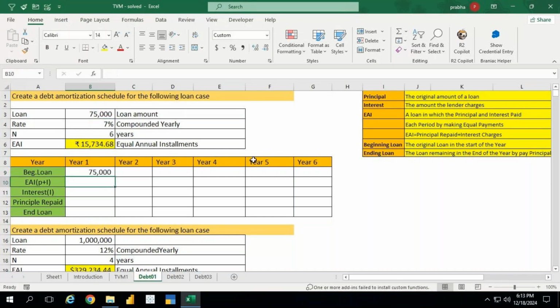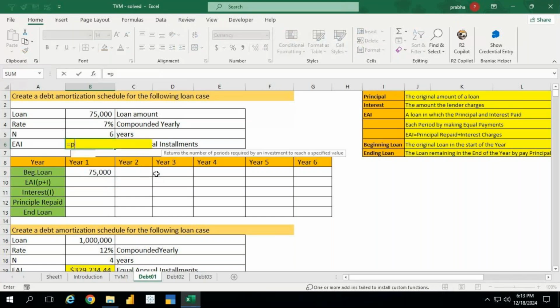EAI. So here is how I did the calculation for PMT. I wrote PMT, open the bracket, rate of interest is 7%, comma, NPER it is for 6 years, present value. Today I am receiving 75,000, so I am taking the value as plus. Future value: by the end of the 6th year, the loan amount is going to become 0. And type is for the end of the period, that is for the entire tenure.